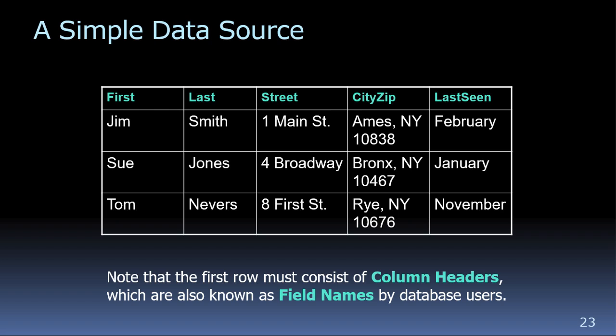Now, when we talk about mail merge, we're talking about a database type of operation. And when we're in databases, they don't call them columns anymore. They call them fields. And instead of calling them column headers, they call them field names.